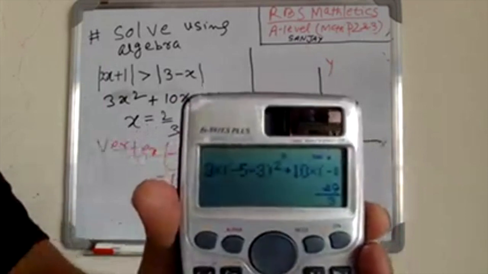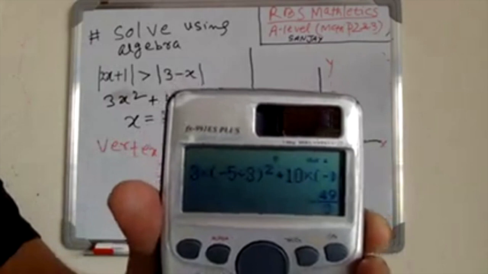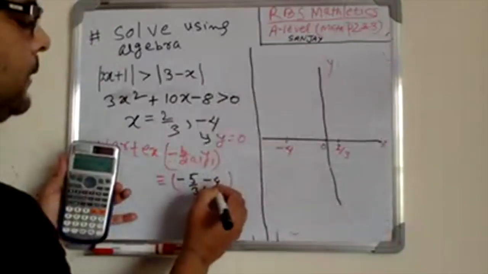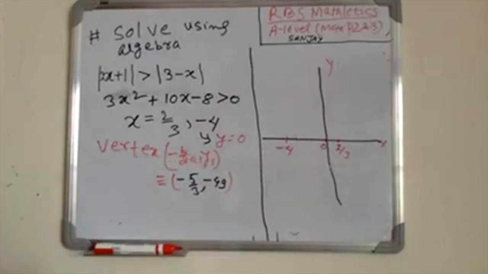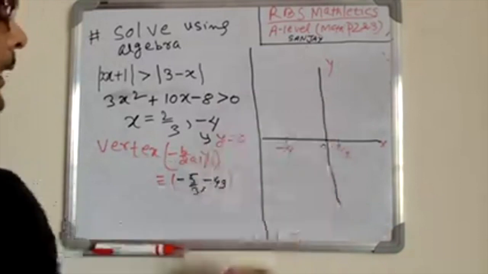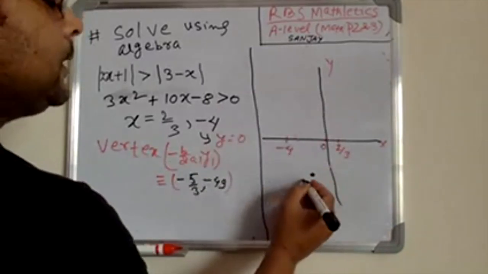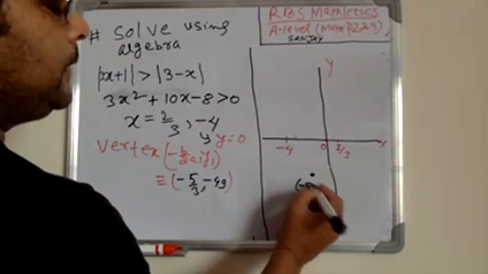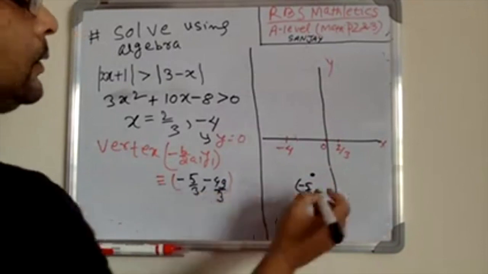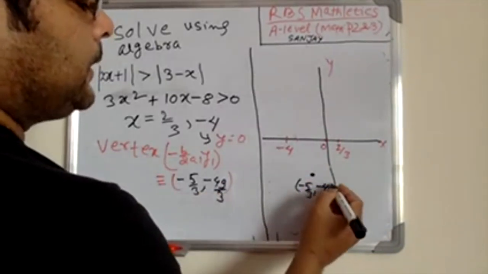So what is the value of y then? After you put the value of x in the quadratic, where that value of x is minus 5 by 3, it is now minus 49 by 3. Now if you check this, it is a negative value, so it must be below the line y equal to 0, that is the x-axis. So our vertex is somewhere here. I'll put this vertex as negative 5 by 3, negative 49 by 3, somewhere like this.